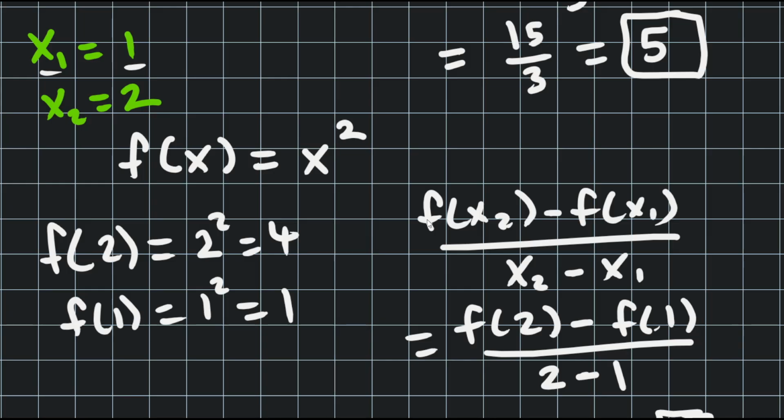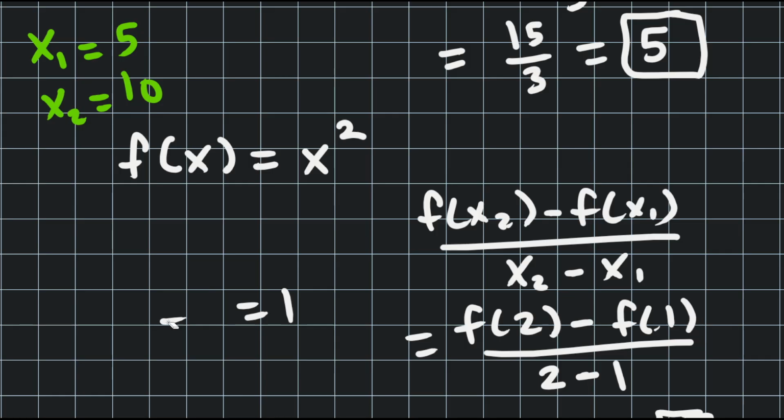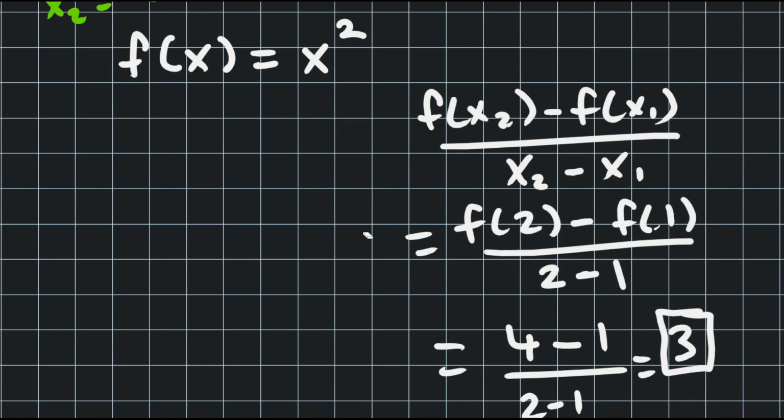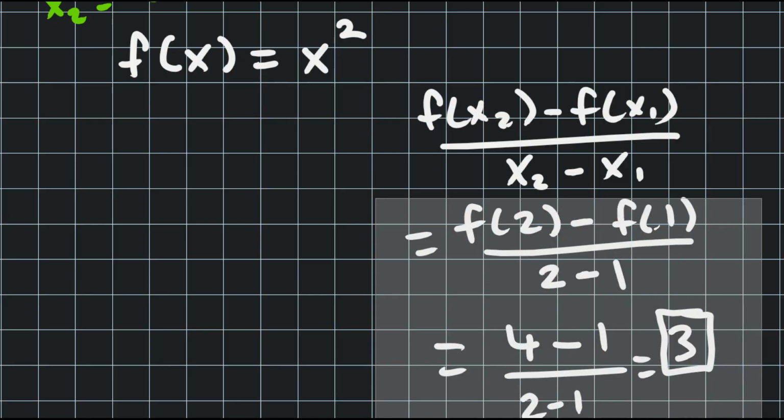Now, it's the average rate of change, but it's not the average rate of change for every input for this function. What I mean by that is, let's pick different x values. Let's pick 5 and 10. Just keep in mind, between 1 and 2, our average rate of change was 3. But between 5 and 10, you'll see that the average rate of change will be different.